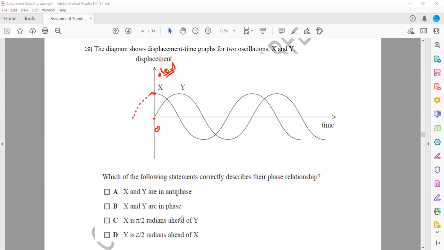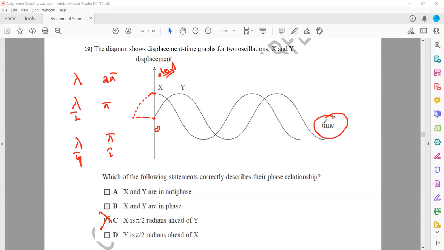But D cannot be, because in D they say Y is ahead. Then, how much has X already completed its motion? That's a quarter of a wavelength. As we know, one wavelength is 2 pi radian. Then half of a wavelength will be pi radian, and a quarter of the wavelength will be pi by 2 radian. So X is a quarter of the wave, or pi by 2 radian, ahead. Means X has already completed 90 degrees, or pi by 2 radian, before Y. Whenever it's a time axis, remember the wave which already started its vibration is ahead.